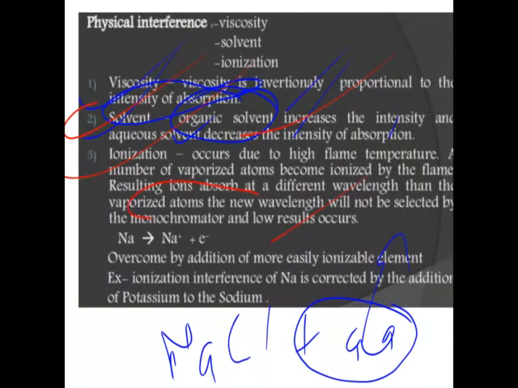The new wavelength will not be selected by the monochromator and low results can occur. For example, sodium ions plus electrons. So sodium releases the electron. This is overcome by addition of a more easily ionizable element. The ionization interference of sodium is corrected by addition of potassium to the sodium. If we add potassium to sodium, potassium will ionize instead of sodium, and sodium will remain intact. So we will get a better result.